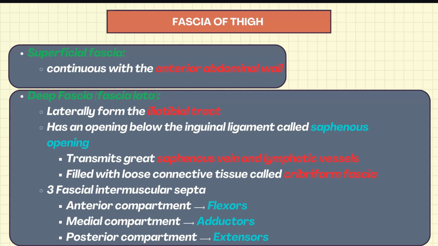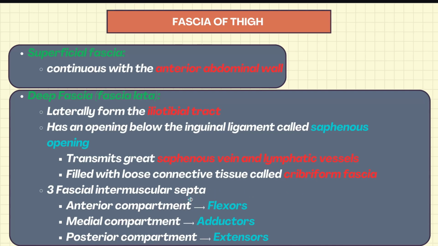Now the superficial fascia is continuous with the anterior abdominal wall, and that's all you need to know about the superficial fascia. However, for the deep fascia, there are three important characteristics. One of them is that it forms the iliotibial tract, and I'll show you how that looks in the next slide. And it has an opening below the inguinal ligament called the saphenous opening, which transmits the great saphenous vein and lymphatic vessels. This saphenous opening is filled with loose connective tissue, called the cribriform fascia.